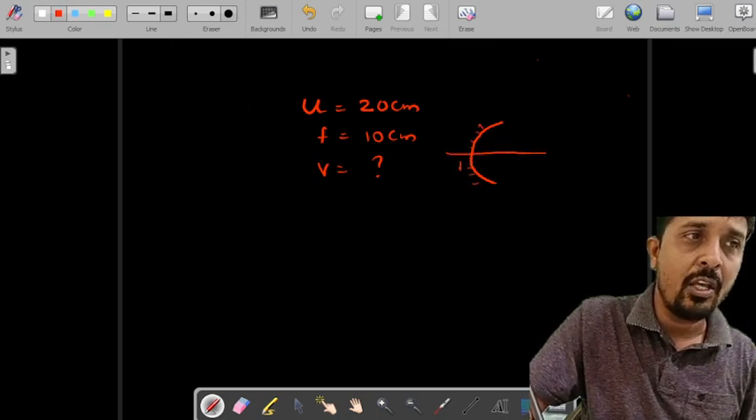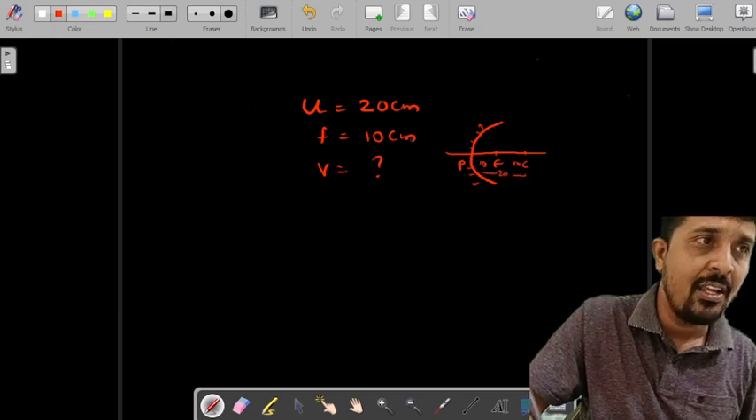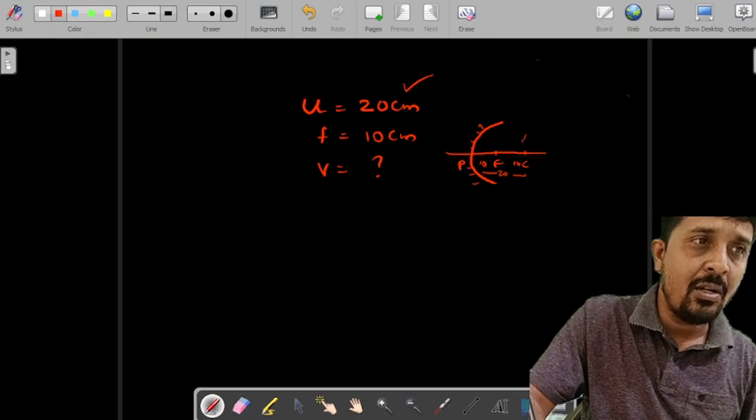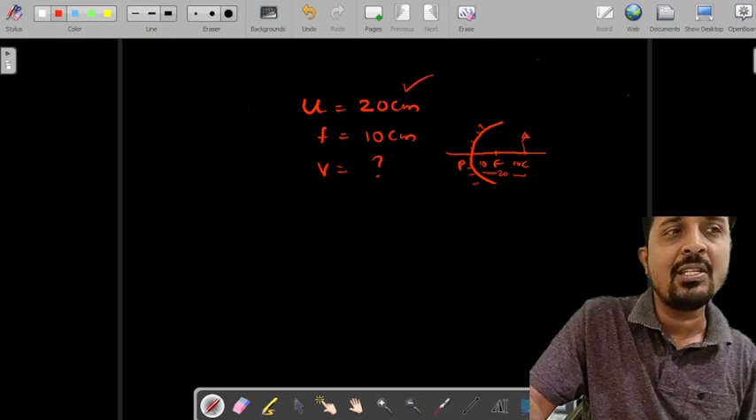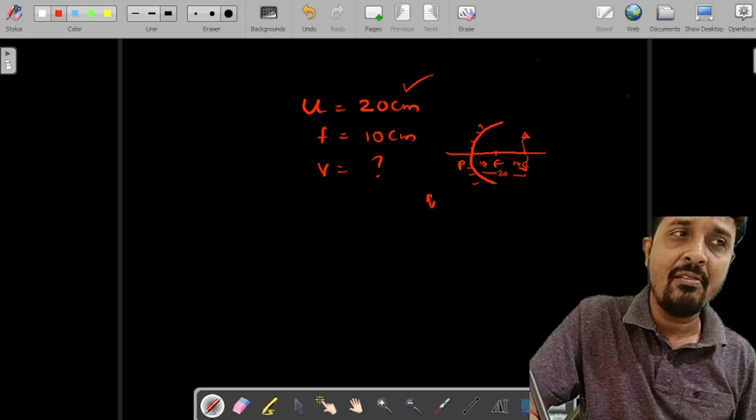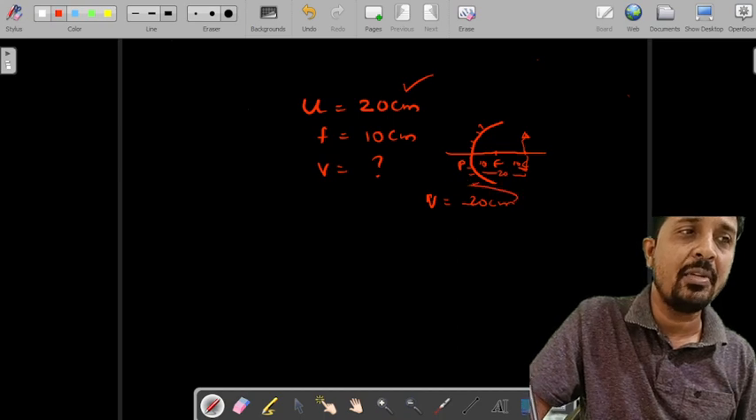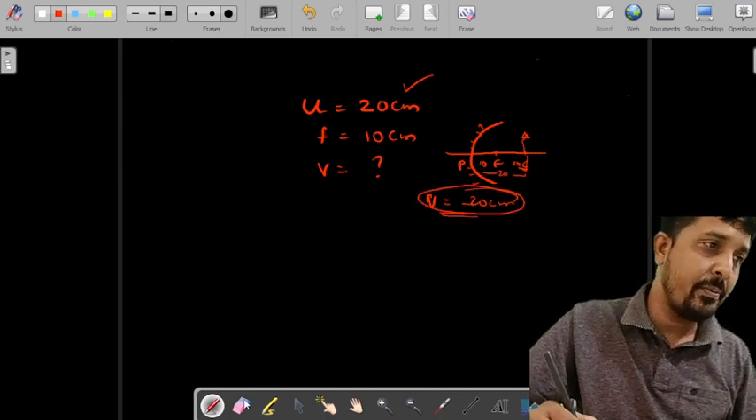Okay, this is a concave mirror. This is P, this is F, this is C. The focal length is 10, so obviously this distance is also going to become 10, and this is 20. So the object is placed on C. If the object is placed on C, then the image is also going to be formed on C. Your answer should be v is equal to 20 centimeters only. In fact, you will get minus 20 centimeters once you solve it.